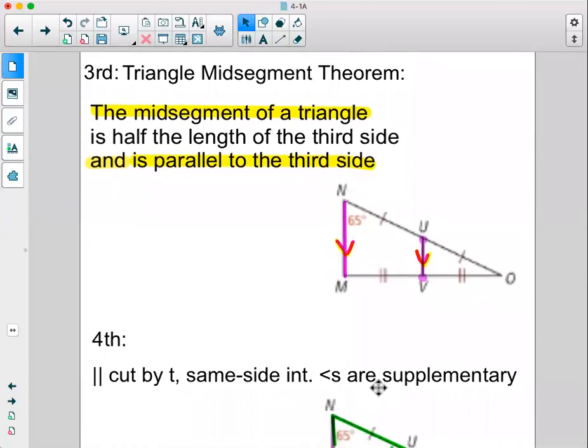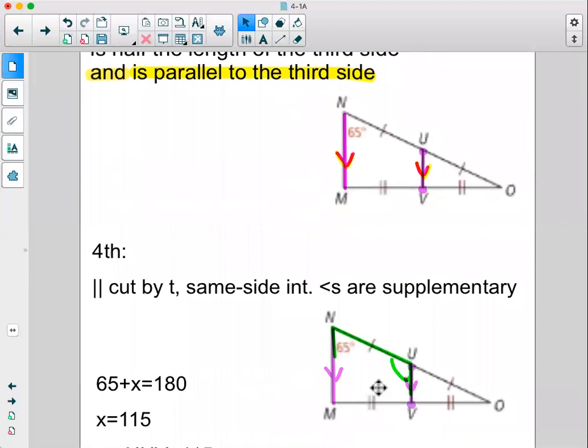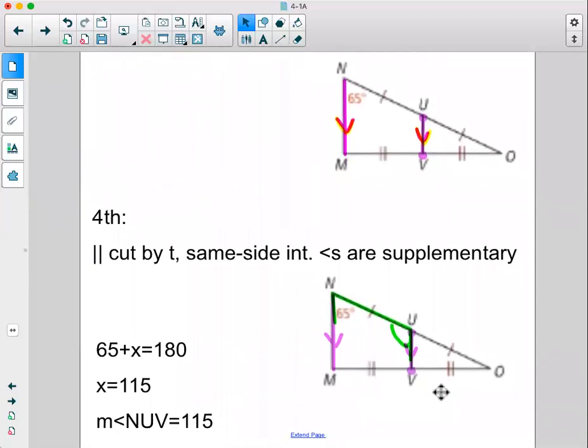And then we can use all of the properties of parallel lines that we learned previously. Parallel lines cut by a transversal, same side interior angles will be supplementary. So the angle we're looking for is measurement of angle NUV. Call it X, and solve.